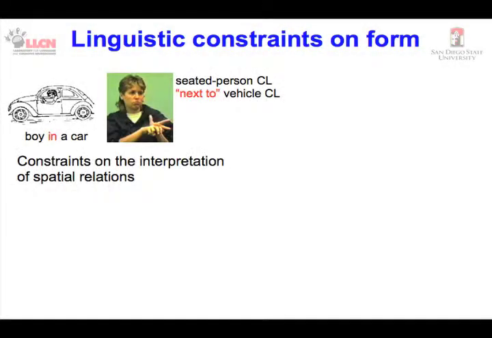It's because there are lots of constraints on how these different hand shapes are put together and how you interpret these relationships. I'm just going to give you a few of these constraints, so you can get a flavor for what has to go into the grammar, what you have to learn to be able to produce these. So here's an example of indicating the boy in the car. Now, I can sign something that looks like this.